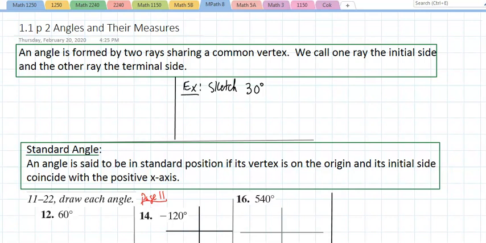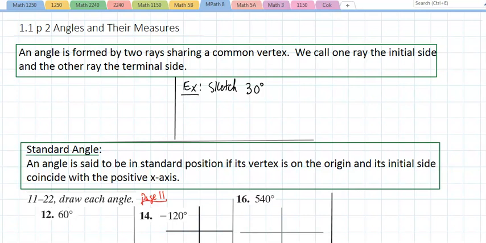Section 1.1 is on page 2, and talks about angles and their measures. So here, an angle is formed by two rays. In case you're not familiar with this, well, actually you should be familiar with this because you could take it in geometry. Two rays sharing a common vertex. We call one ray the initial side and the other ray the terminal side.